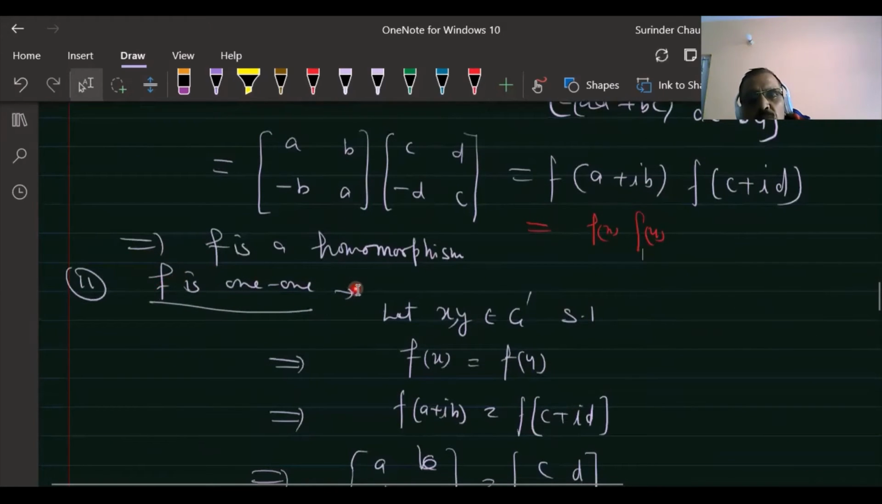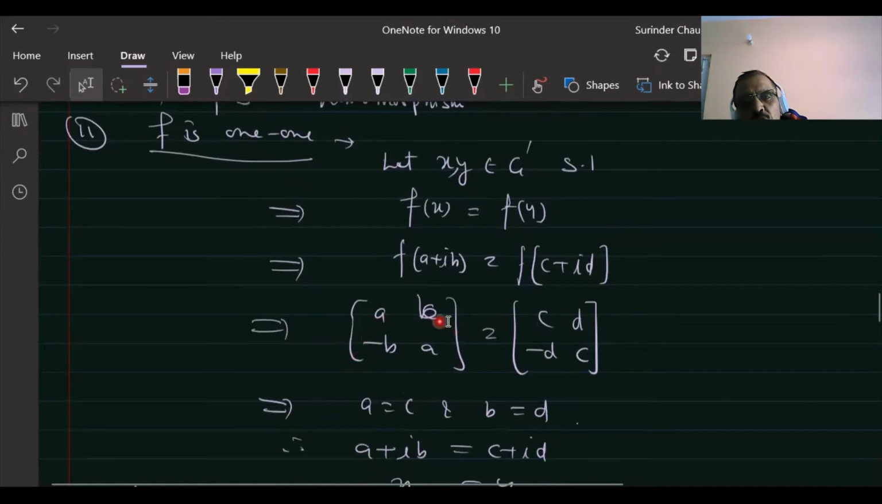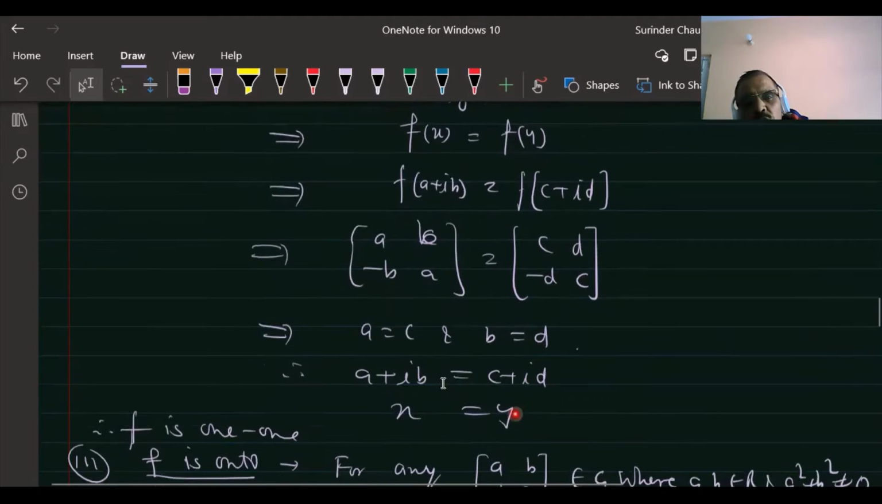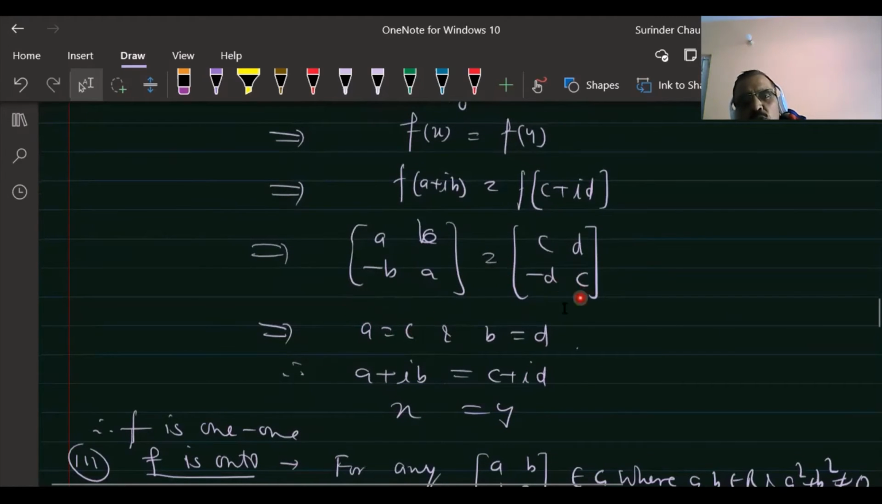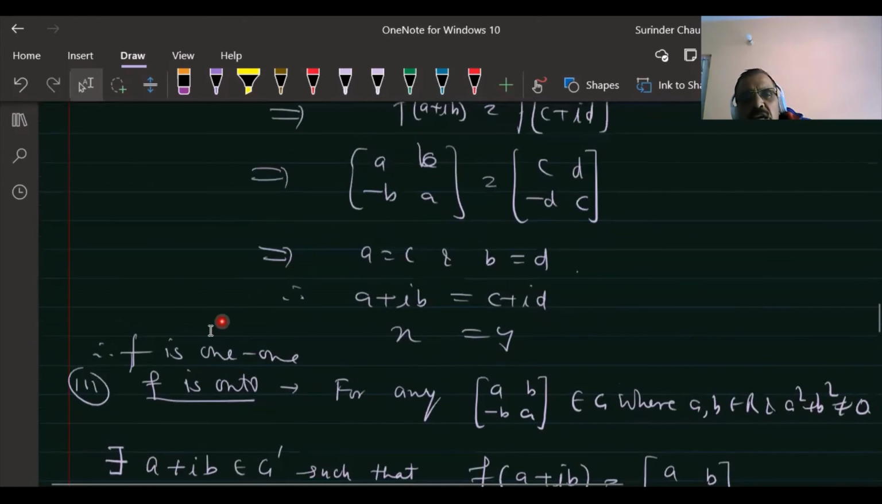Now to show f is one-one, let us take two elements x and y belonging to G' such that f of x is equal to f of y. Let x be a plus iota b and y be c plus iota d. Putting the value of the mapping, we get the matrices (a, b; minus b, a) and (c, d; minus d, c). Two matrices are equal if the corresponding elements are equal, so a is equal to c and b is equal to d. Then a plus iota b is equal to c plus iota d, which implies x is equal to y. So f of x equal to f of y implies x equal to y, which implies f is a one-one mapping.